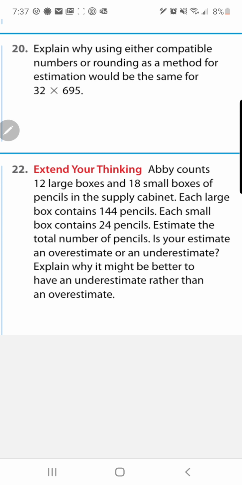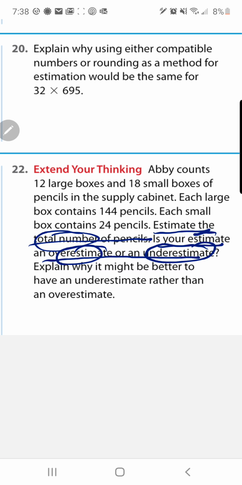Well, this one requires several steps, right? First, they want us to get the estimated total number of pencils. So that tells me I've got to multiply. And then they want me to say if that total is an overestimate or an underestimate. Well, let's figure it out.